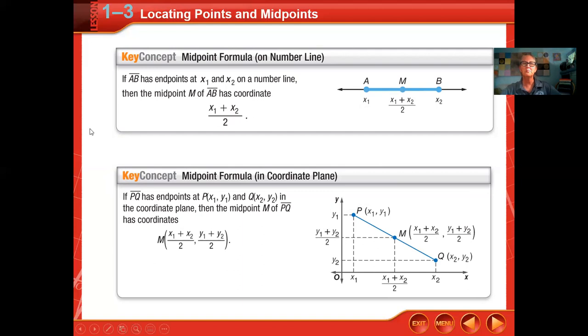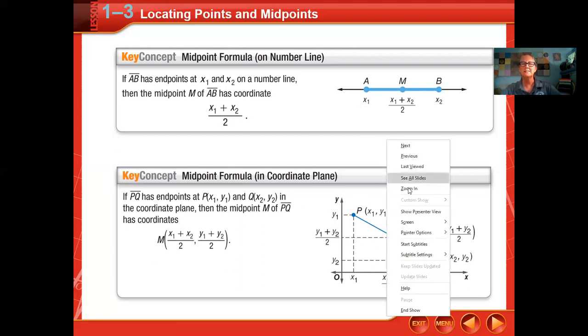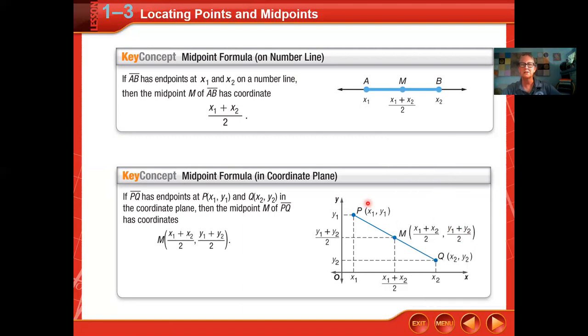The midpoint formula in a coordinate plane is a little bit more complicated. Let me get the laser printout so you can see what I'm pointing at. So I've got 2 ordered pairs. x1, y1 would be P, x2, y2 is Q. And if you draw it on a grid, then you won't be able to just count over to find the middle.